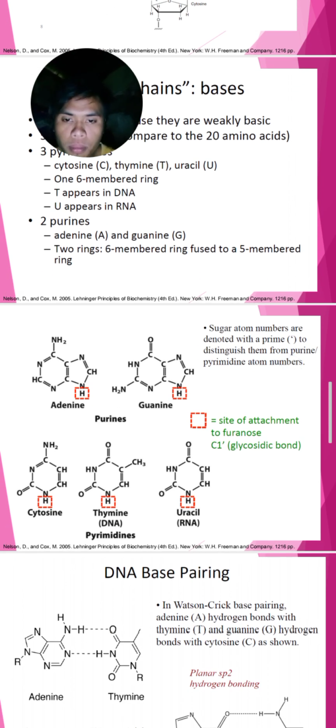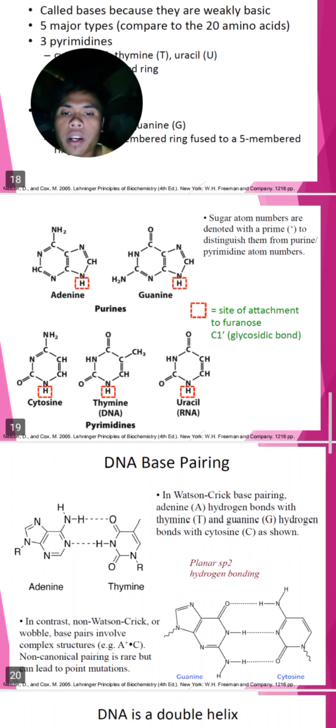So in thymine, first, sugar atom numbers are denoted with a prime to distinguish them from purine or pyrimidine atom numbers. The site of attachment to furanose is the C1, the glycosidic bond. So we have adenine and guanine, the purines, and cytosine, thymine for DNA, and uracil for RNA, the pyrimidines.